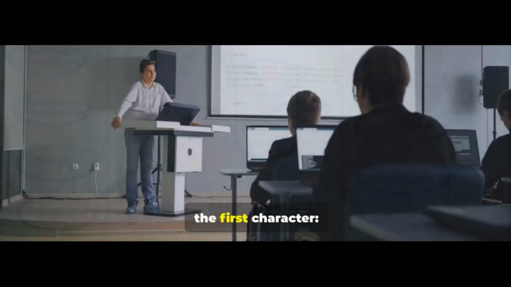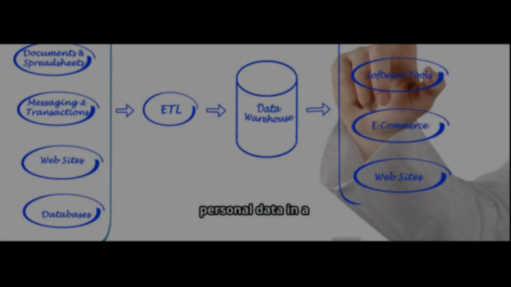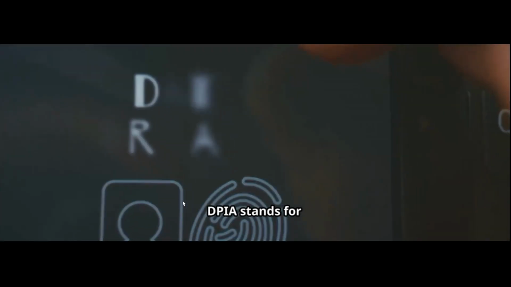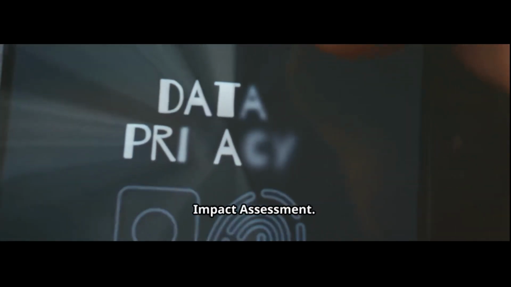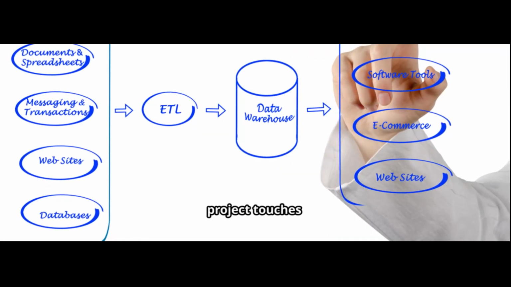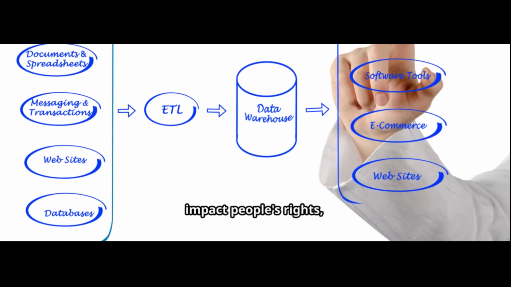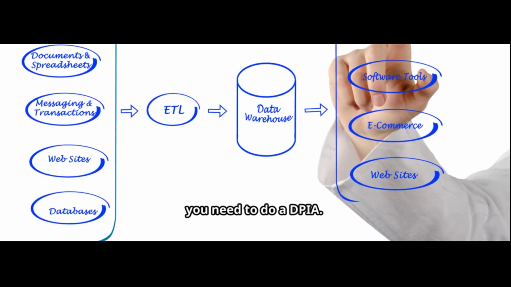So let's start with the first character, the DPIA. DPIA stands for Data Protection Impact Assessment. Think of it like this. If your project touches personal data in a way that could impact people's rights, you need to do a DPIA.